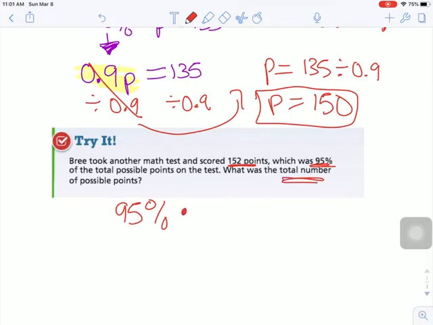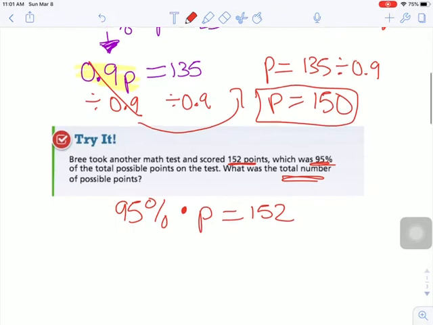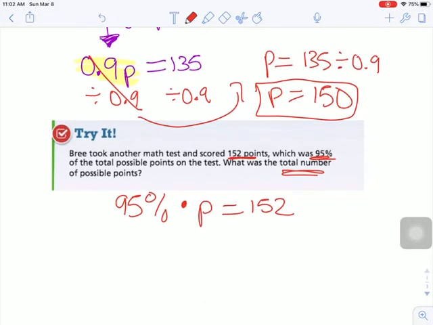We don't know the total number of points, so we're going to use a variable there. I'm just going to use P again for points. And then we know this is 152 because she got 152 points. So go ahead and solve this out. See how many total points were on the test.